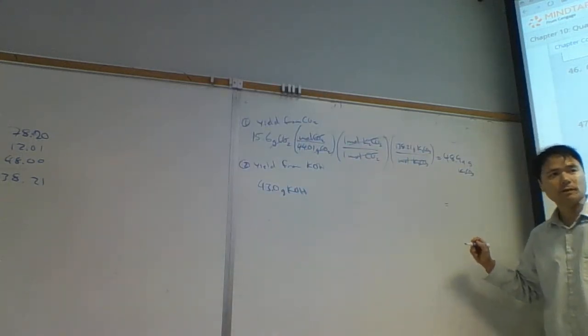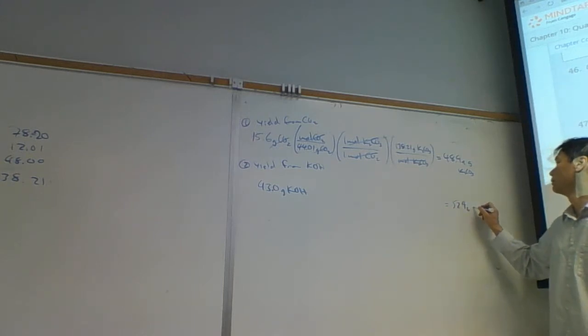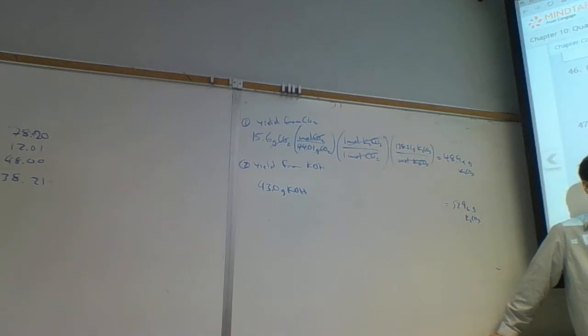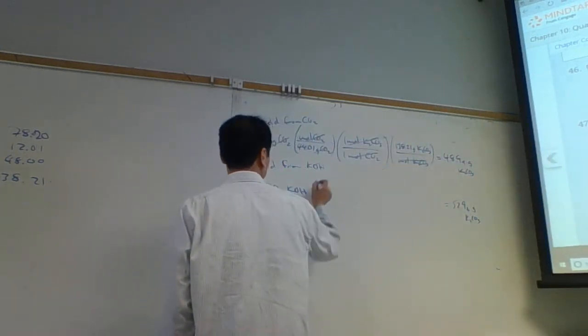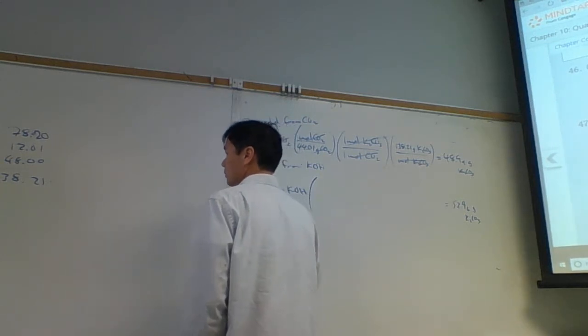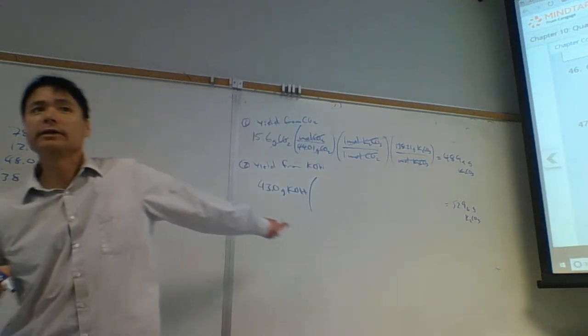What did you get? 52.96? You got 105.9? 105.9? Okay, let's see the setup here. So we're going to go from grams of KOH to what? Grams of H2O. No, grams of KOH to, in the second calculation here.